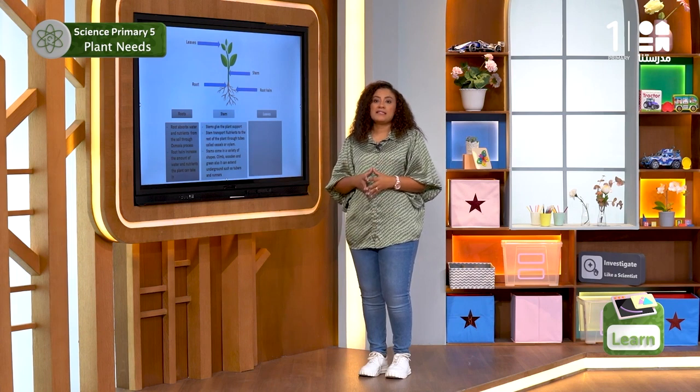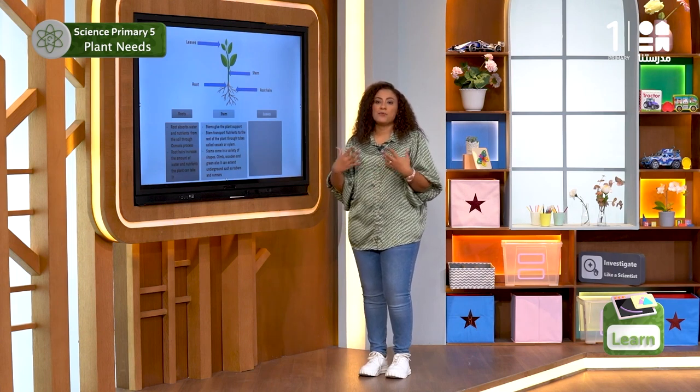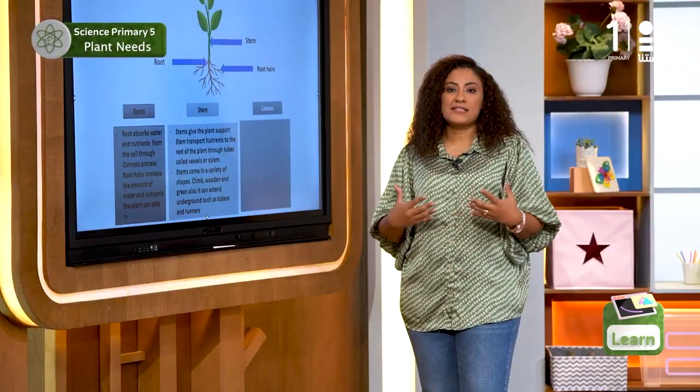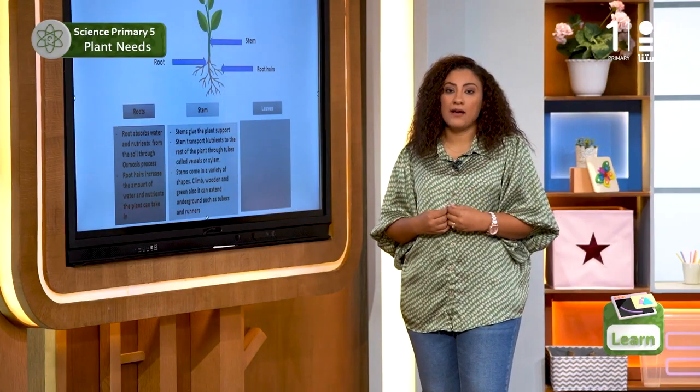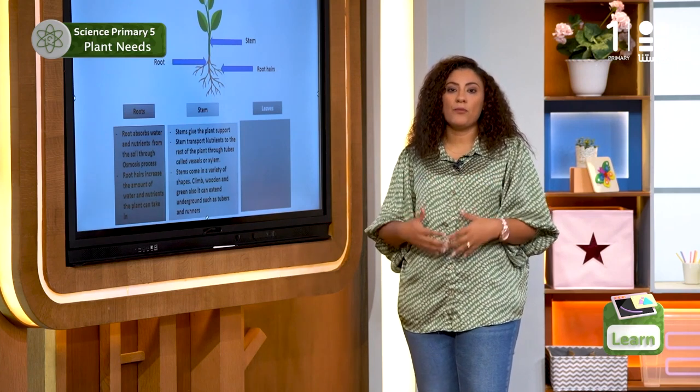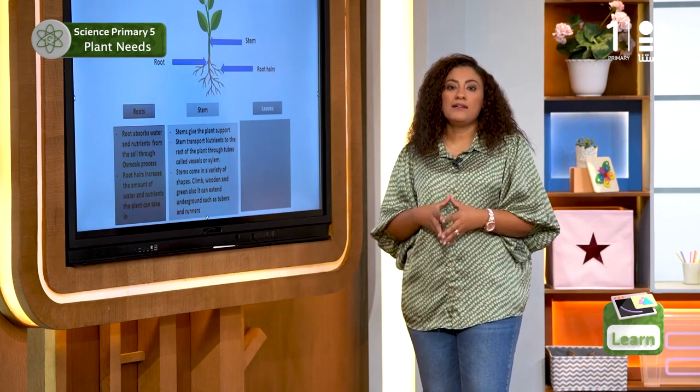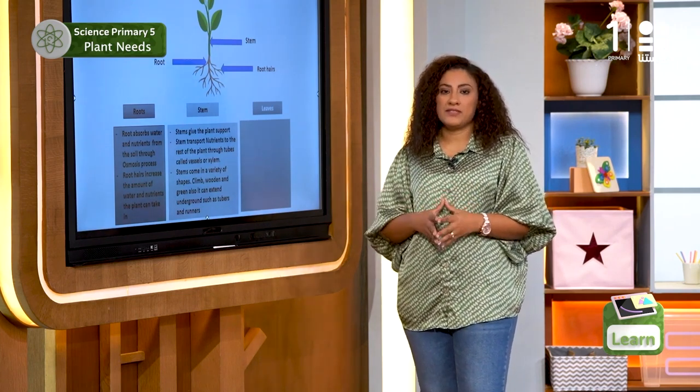Some stems extend underground. They're called tubers, such as the potato plant. Other stems are called runners. They run along the ground and help to form new plants. And now, what about the leaves?